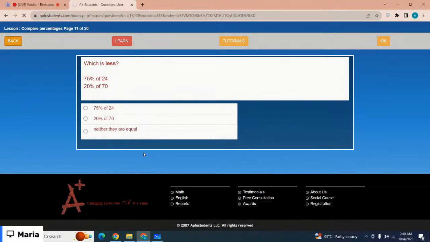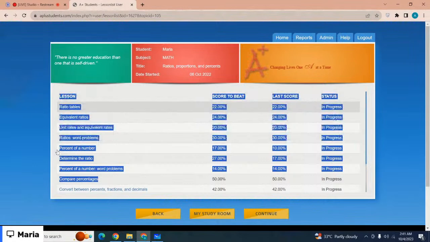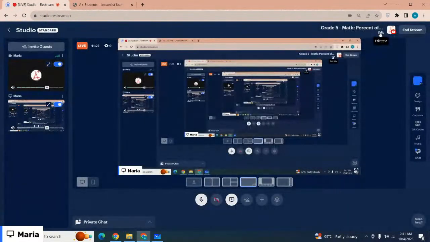So we were working on grade 5 math, and the chapter we're working on is ratios, proportions, and percents. The lessons we have covered are percent of a number, determine the ratio, then percent of a number word problems. You have to do word problems on your own and then compare percentages. We'll do convert between percents, fractions, and decimals in the next session. That would be a bit lengthy, so we'll cover this in the next session.